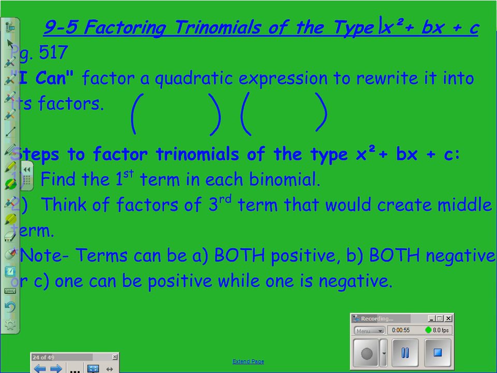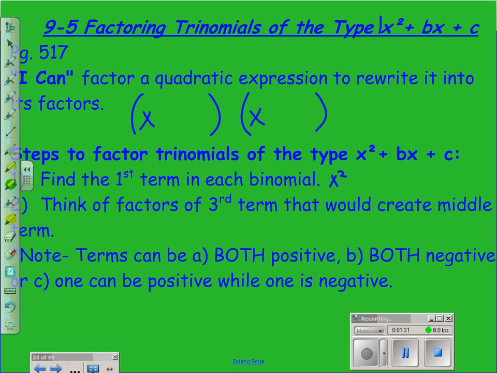Here are some steps that you can always refer back to if you are struggling. Steps to factor trinomials of the type x squared plus bx plus c. The first thing you're going to do is find the first term in each binomial. In order to do that, you have to look at the x squared term. That's going to help you decide what is going to go into the parentheses. So in the case where it's x squared, it would always just be x times x.